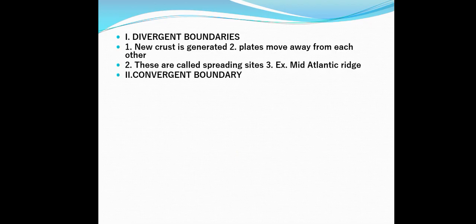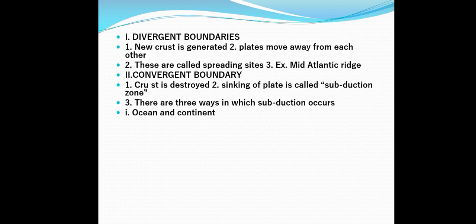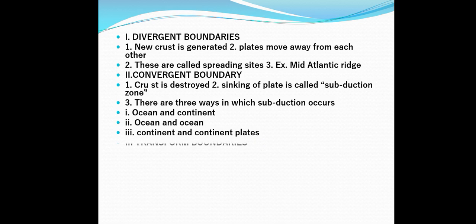Convergent boundary. Crust is destroyed. A sinking plate is called a subduction zone. There are three ways in which subduction occurs: ocean and continent, ocean and ocean, continent and continent plates.